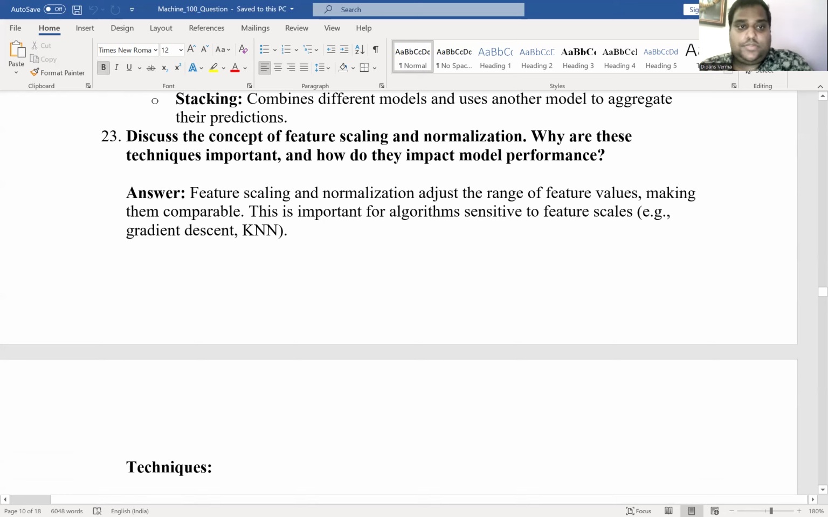Feature scaling and normalizing adjust the range of feature values, making them comparable. This is important for algorithms sensitive to feature scaling, like KNN, which is sensitive to scaling. We can also do plotting to understand the distribution and behavior of the data.